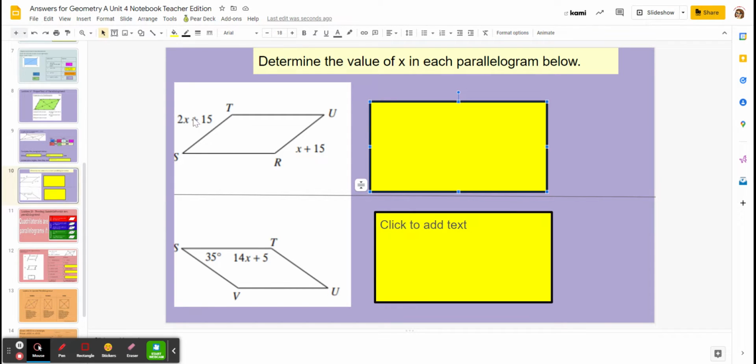All right, remember, we said these are parallelograms, so the opposite sides are equal to each other. 2x plus 15 should equal x plus 15. We can solve that. We can subtract an x from both sides. 2x minus x is just x. So x plus 15 equals 15. If I subtract 15 from both sides, I get that x equals 0.